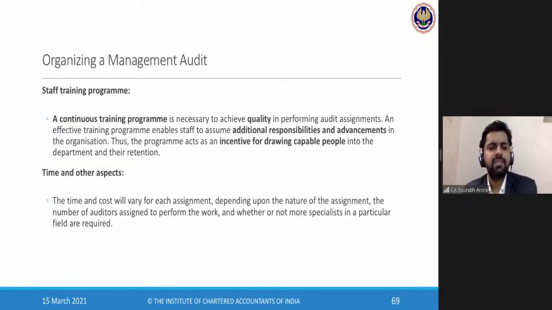Time and other aspects. Time and cost will vary for each assignment depending upon the nature of the assignment, the number of auditors, and the number of specialists taken on board. So these are the time and other aspects that should be considered.